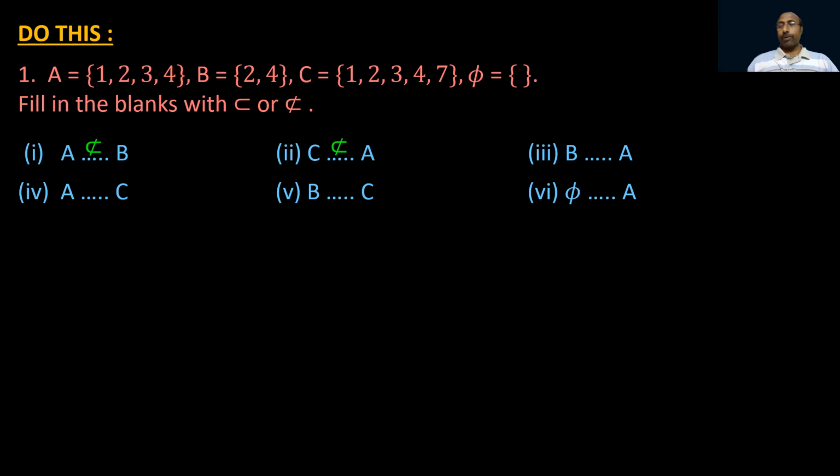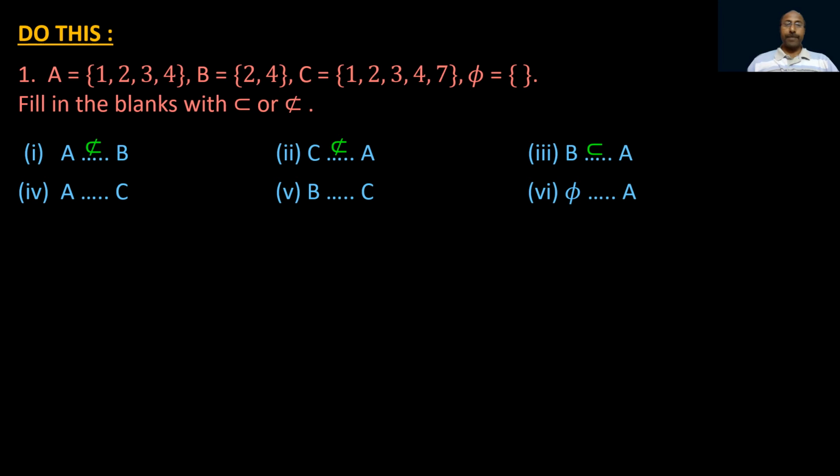Now consider the third, B blank A. Are all elements present in B present in A? Yes. We have 2 elements in B, 2 and 4, which are also present in A. That is, all elements in set B are present in set A also. So B is a subset of A. So we can write the symbol B is a subset of A.